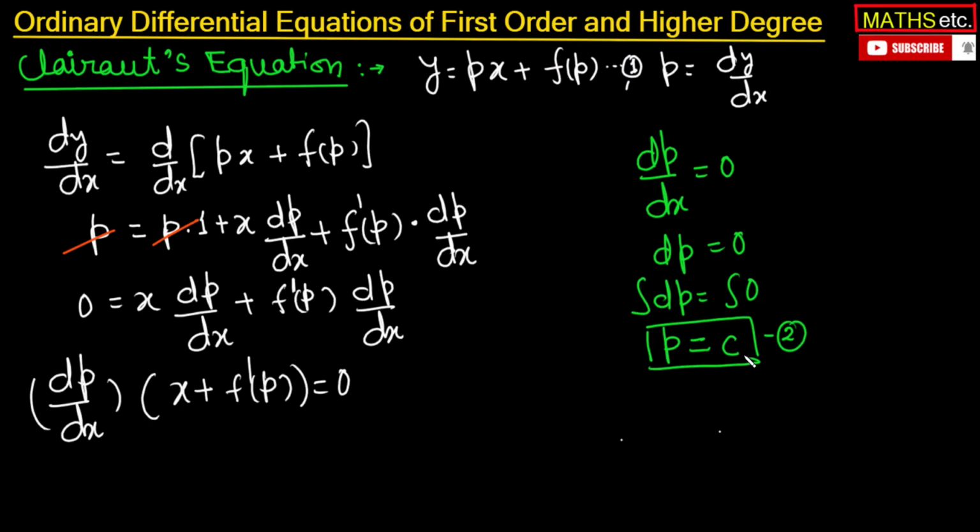And we get the general solution of Clairaut's equation, the given equation, by eliminating p from equations number 1 and 2. We simply will replace p by c in equation number 1. So this one is the general solution of the Clairaut equation by eliminating p between 1 and 2, and this will be simply y equals cx plus some function of c.